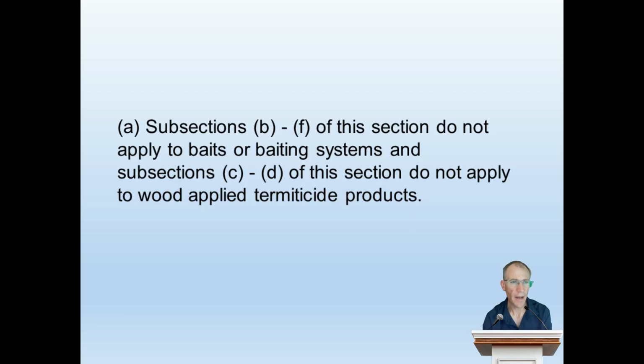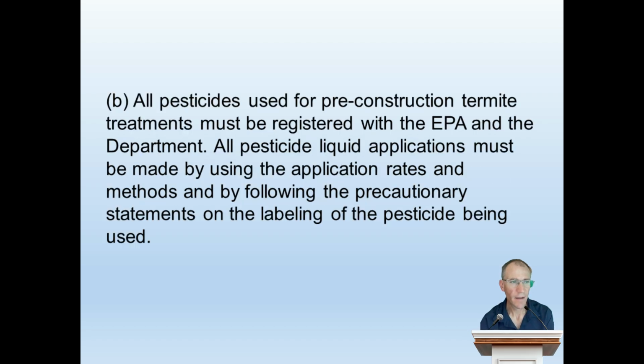Sections B through F of this section do not apply to baits or baiting systems, and subsections C through D of this section do not apply to wood-applied termiticide products. B. All pesticides used for pre-construction termite treatments must be registered with the EPA and the department. All pesticide liquid applications must be made by using the application rates and methods and by following the precautionary statements on the labeling of the pesticide being used.